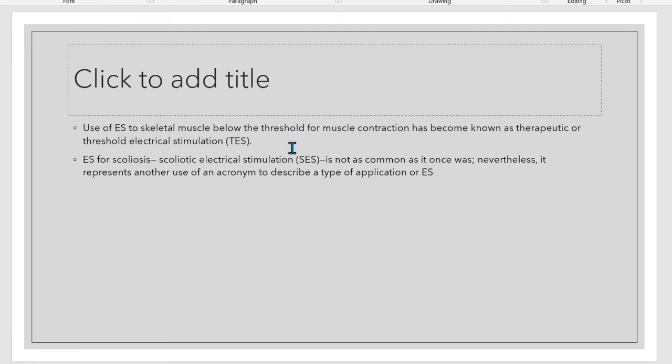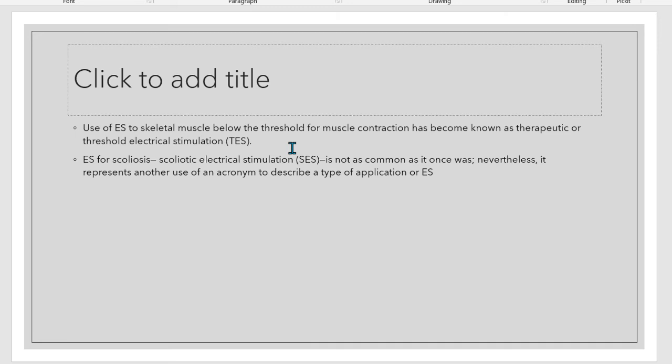So, ang ginagamit sa scoliosis is a different thing. Periodic electrical stimulation is not as common as it once was. Nevertheless, it represents another use of acronym to describe type of application or use. So before the advent of the Schroth Barcelona technique in treating scoliosis, ginagamitan nila og ES, scoliotic electrical stimulation. Asa man na ibutang? Dito sa paravertebral muscles. So kung asa naka-stretch, mo-stimulate sila.